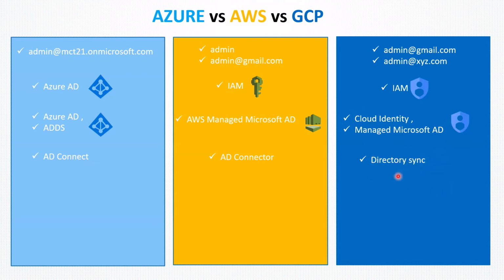One more point here is that it is one-way, not two-way. Two-way means that if you make any attribute changes in the cloud, those changes won't reflect on your on-premises AD. But in AD Connect, if you make changes either on the cloud AD or on premises, both changes will get synced. So that is the beauty of AD Connect in that case.